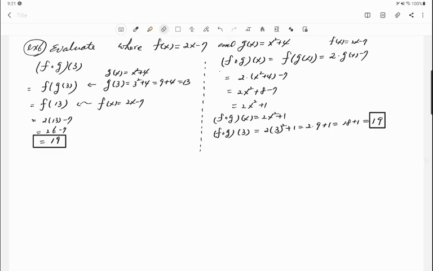Okay, now we have another example, but that's not that important. So let's stop here. So this is the end of this section.